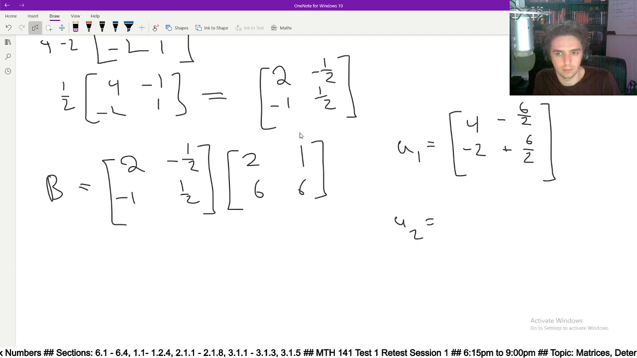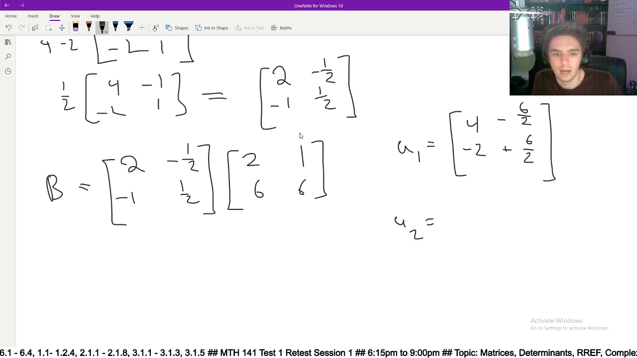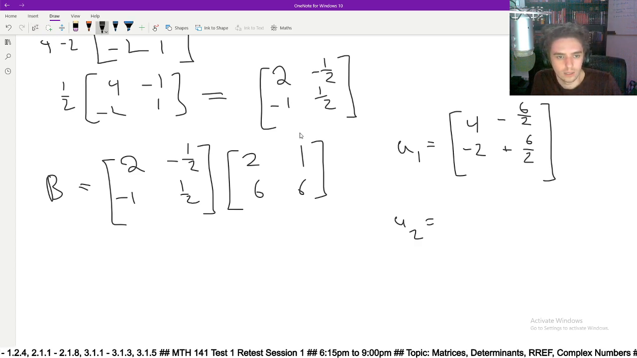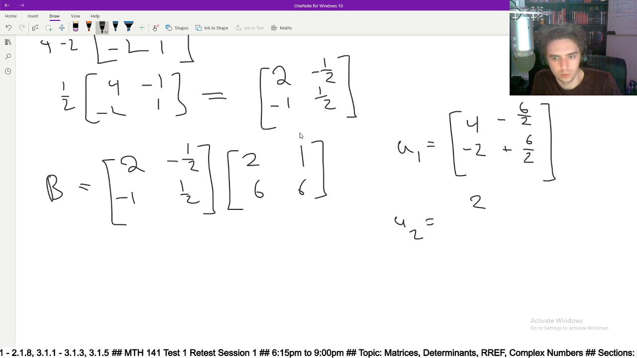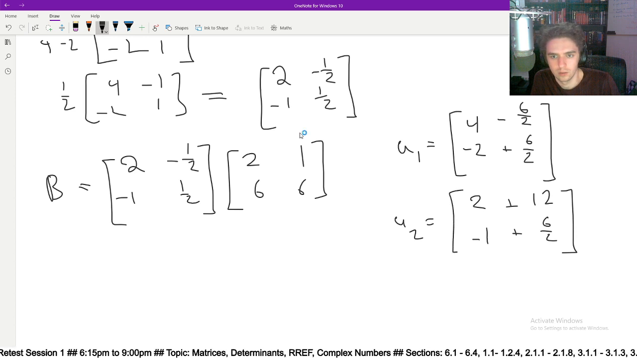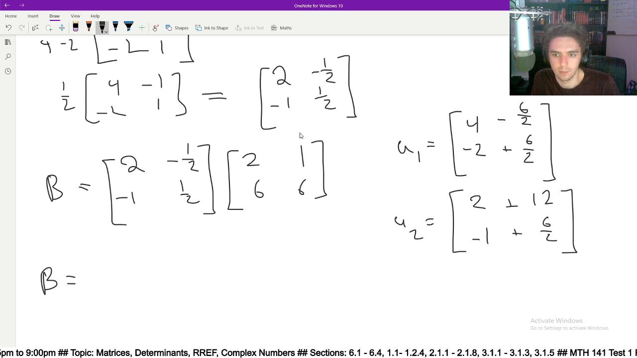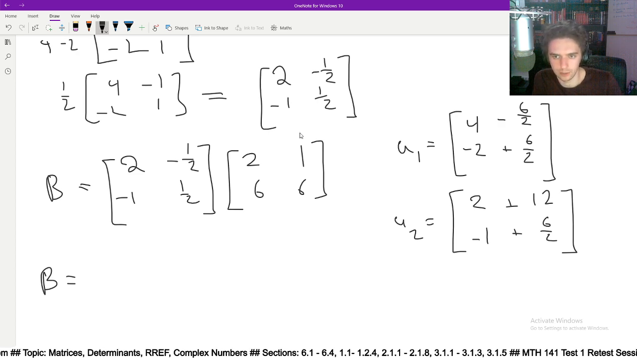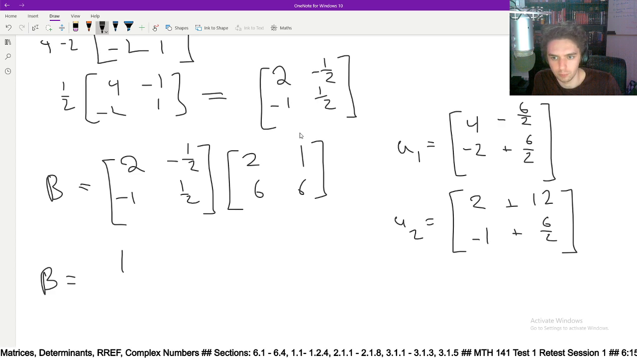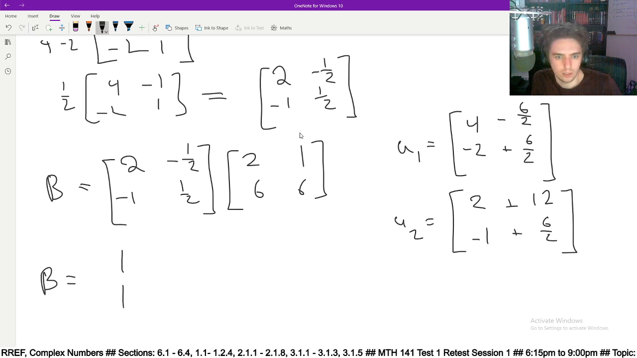The second is going to be, what's it going to be? 1 times this column, so 2, minus 1, 6 times this column, so plus 12, plus 6 over 2. Okay, and so my answer for this multiplication, B equals, so 4 minus 6 halves is 3, so 4 minus 3 is 1. Negative 2 plus 3 is 1. 2 plus 12.